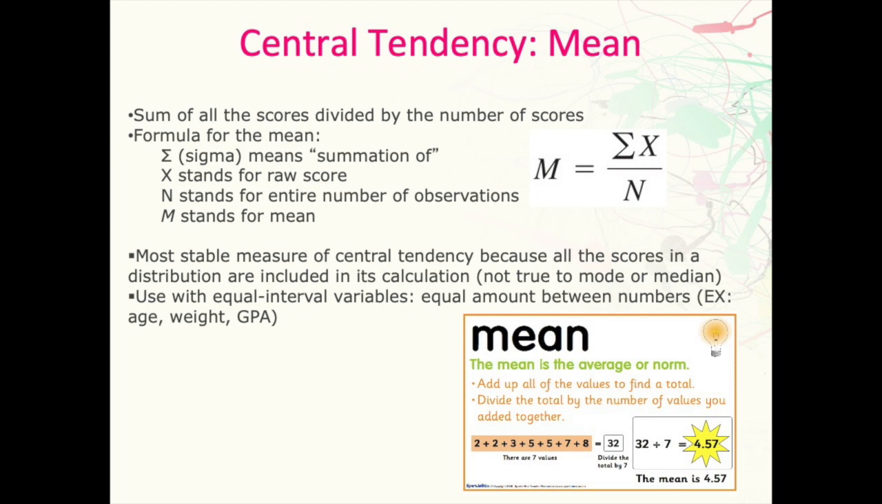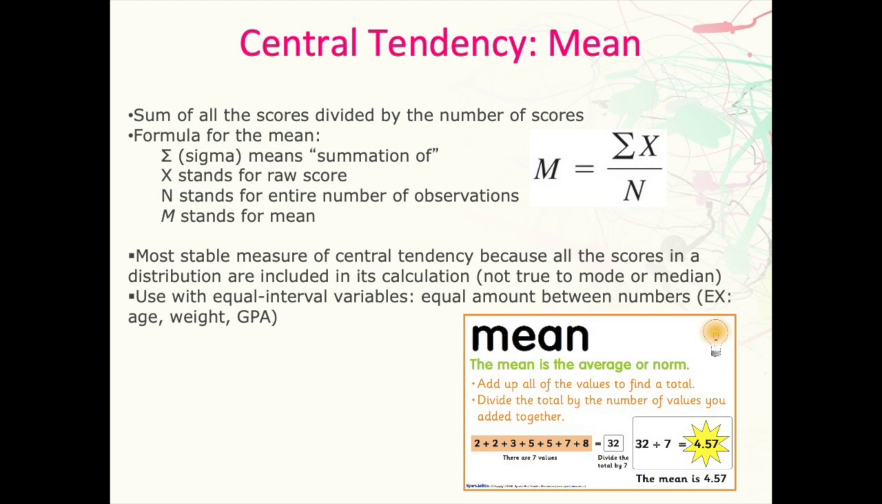So if you look at the bottom right of the screen, you'll see an example there where they added up all 7 of those values highlighted in orange. They got 32, and then they divided 32 by the number of numbers they had just added together, which was 7. So 32 divided by 7 gave them a mean of 4.57. Notice how it is rounded to the second digit after the decimal.